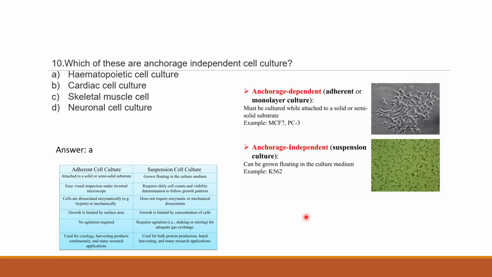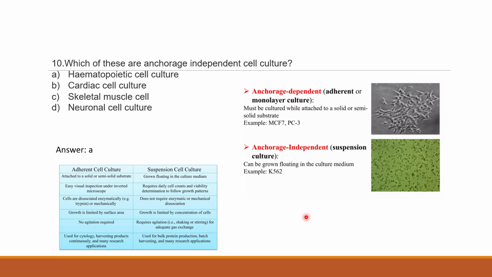Anchorage dependent is nothing but adherent or monolayer, and it must be cultured while attached to a solid or semi-solid surface. The solid surface could be your glass or your polystyrene, coated with some hydrophilic substance, and your semi-solid is your hydrogels, pectin gels, or collagen. All these are your semi-solid substrates. Examples of anchorage dependent cell lines in vitro are MCF and PC3. MCF is a breast cancer cell line, and PC3 is a prostate cancer cell line.